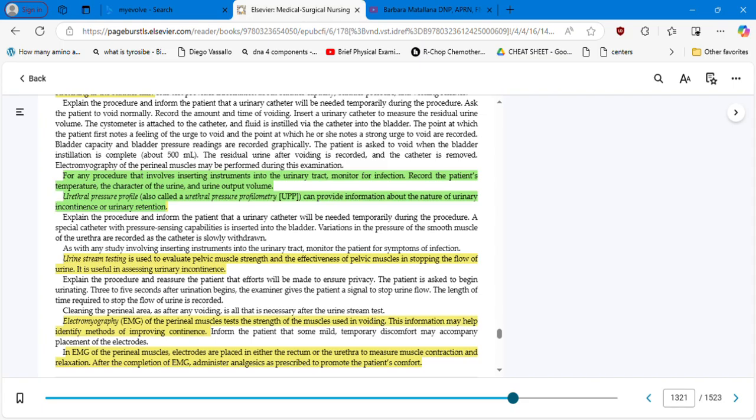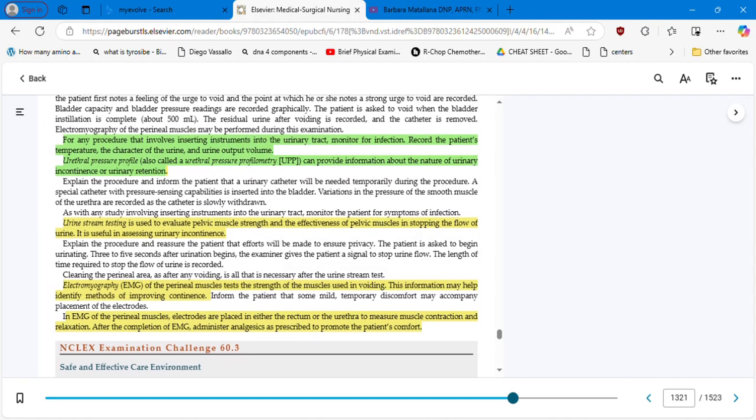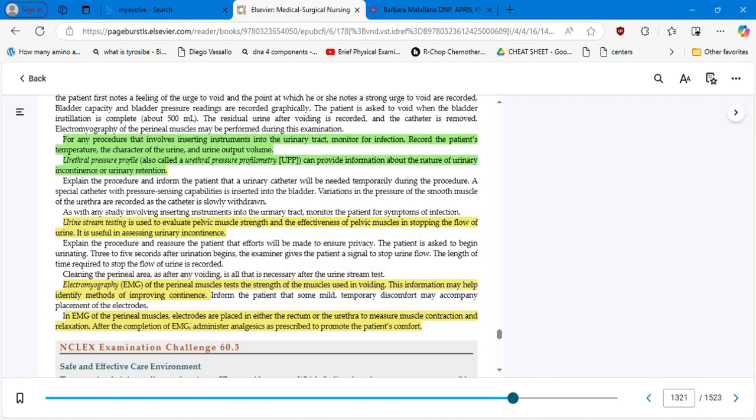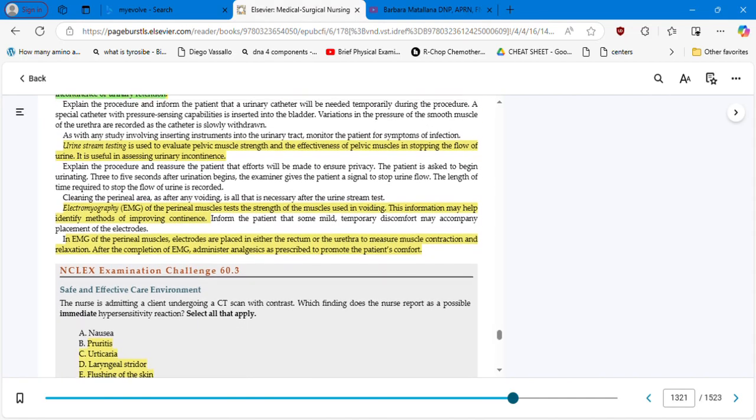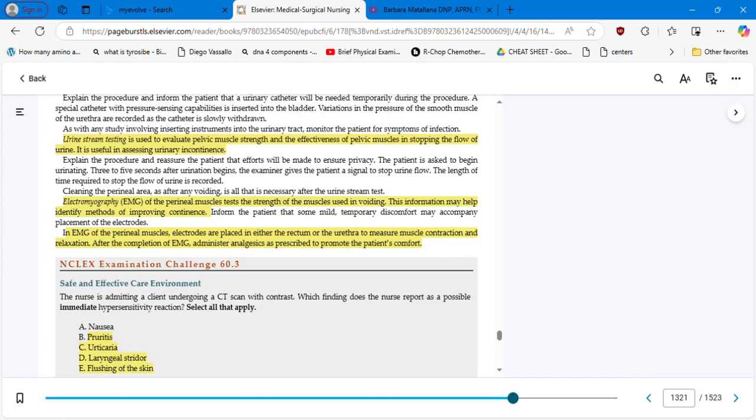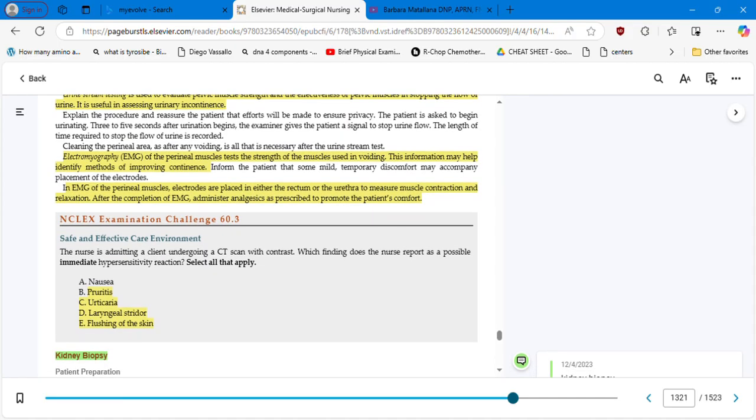And if they are inserting instruments, I would say informed consent. Record the patient's temperature, the character of the urine, and urine output volume. Urethral pressure profile, also called urethral pressure profilometry, can provide information about the nature of urinary incontinence or urinary retention, but I'm not going to test you on that. Urine stream testing is used to evaluate pelvic muscle strength and the effectiveness of pelvic muscle in stopping the flow of urine. Electromyography of the perineal muscle tests the strength of the muscle used in voiding.